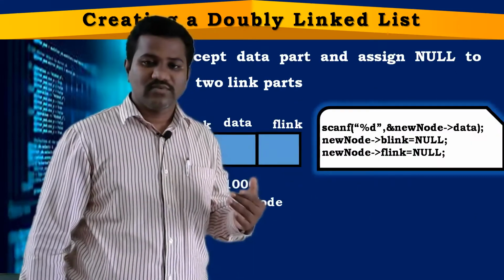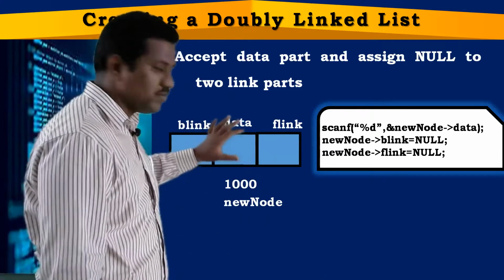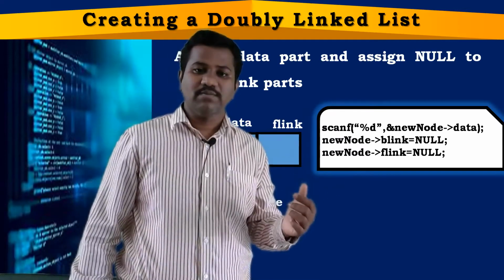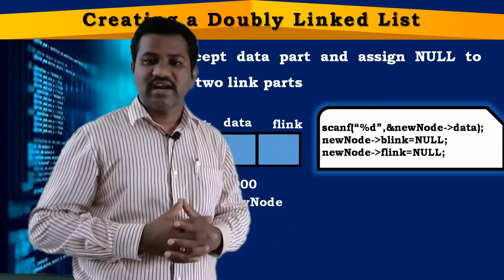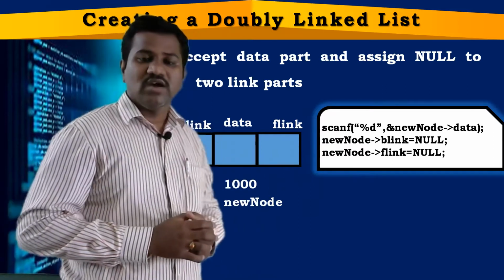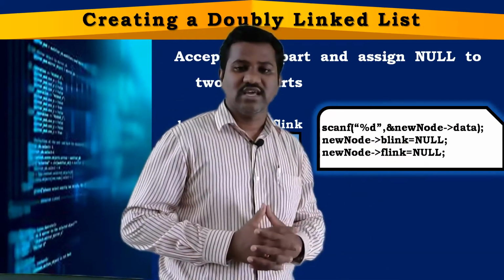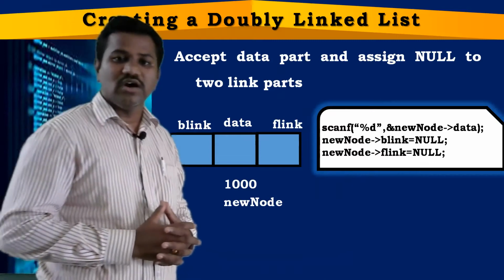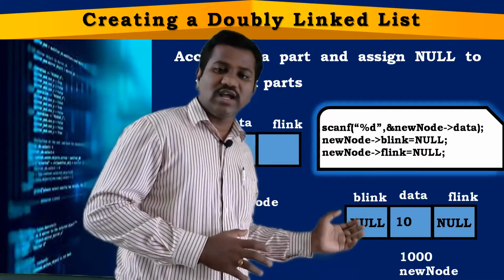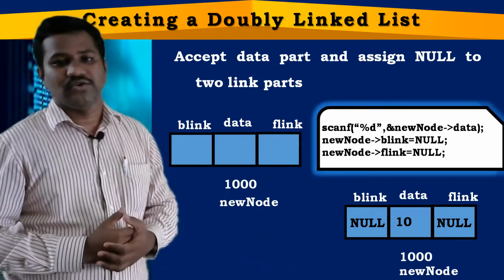Now, after that, we need to accept the data part and assign null to the link parts. With the help of these instructions, we accept the data part: scanf %d, ampersand of new node arrow data. In the data part, we are accepting the data, and after that, we are storing null in B-link as well as F-link. So finally, your node is going to be represented like this, in which the data is 10, the forward link contains null, the backward link contains null, and 1000 is the address of the node.